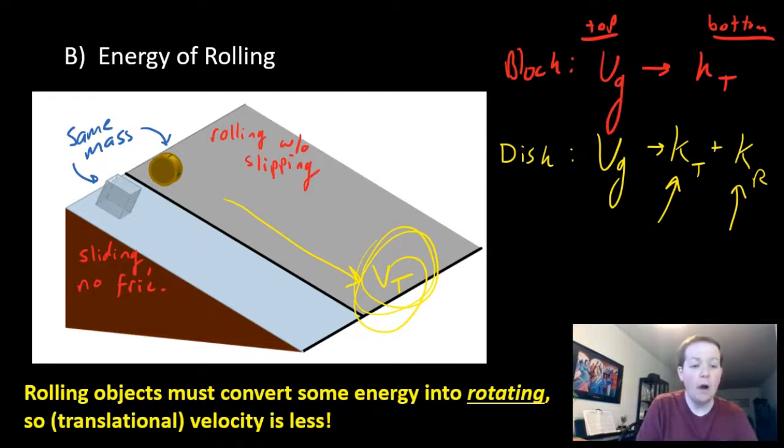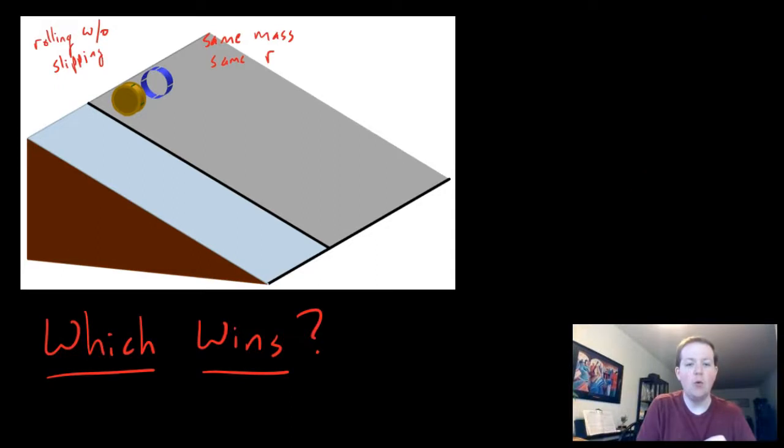Okay, I have one more example for you. So I have another scenario, very similar. I have this ramp here, I have that disk again, but now I don't have the block. I have a solid disk and I have a hollow hoop, kind of like my duct tape. Which one is going to win this race? And I'm telling you, they're going to have the same mass, and let's say they have the same radius.